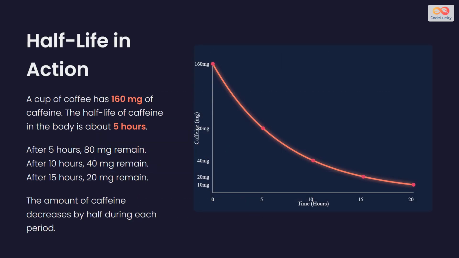Think about the caffeine from your morning coffee. Let's say a cup has 160 milligrams. If caffeine's half-life is about 5 hours, then after 5 hours, 80 milligrams are left. After 10 hours, only 40 milligrams remain, and after 15 hours, just 20 milligrams. The amount of caffeine in your system decreases by half every 5 hours.